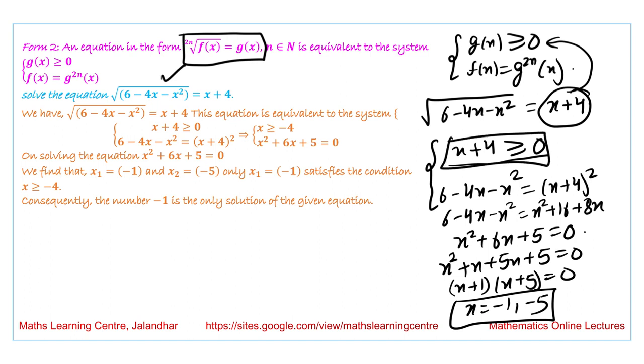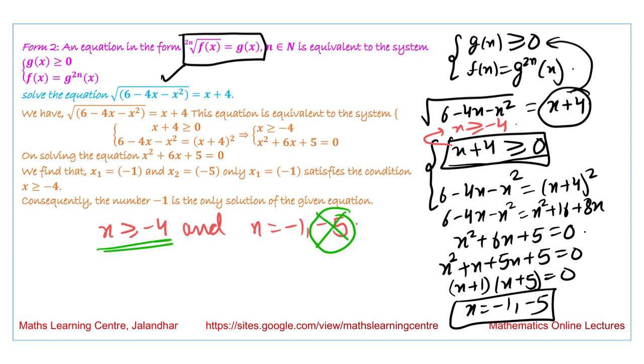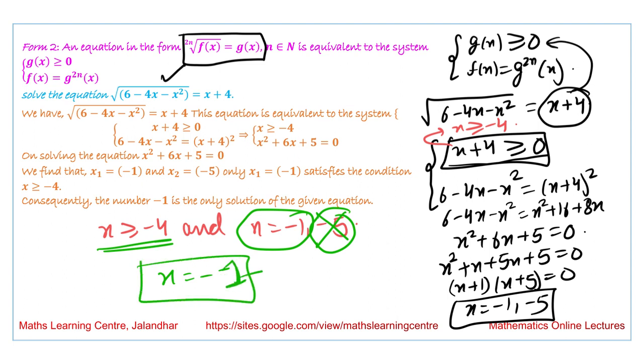From this part we are saying x is greater than or equal to minus 4, and the values of x we are getting are minus 1 and minus 5. So clearly minus 5 is not greater than or equal to minus 4. So the only solution we have over here is x equals minus 1. This is the only solution we have.